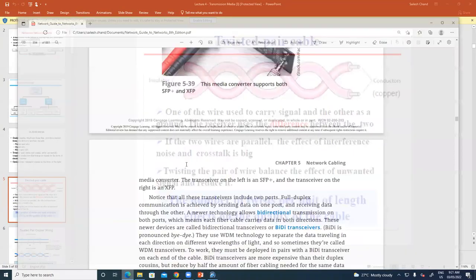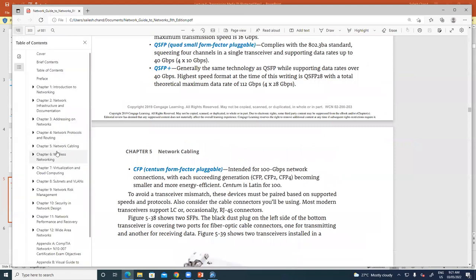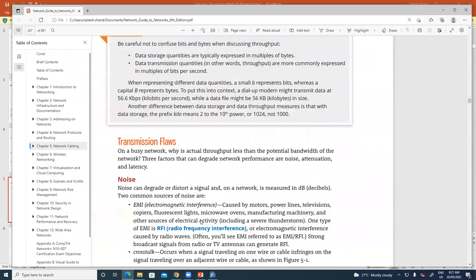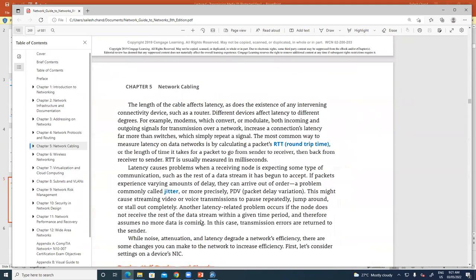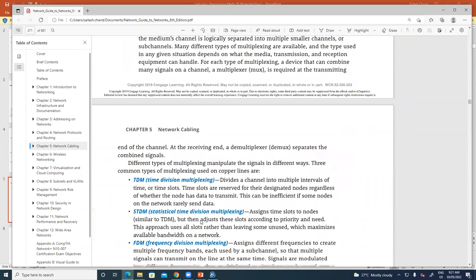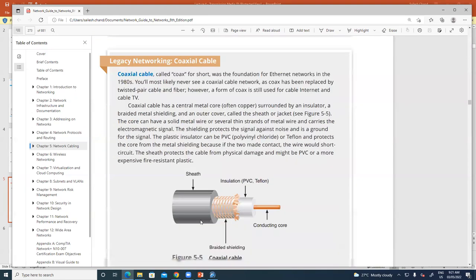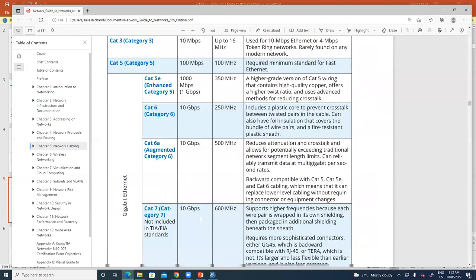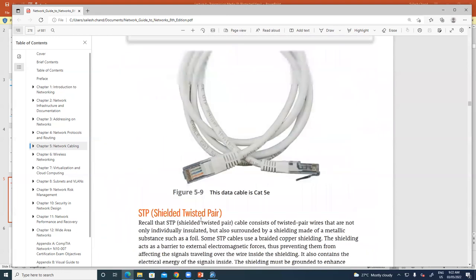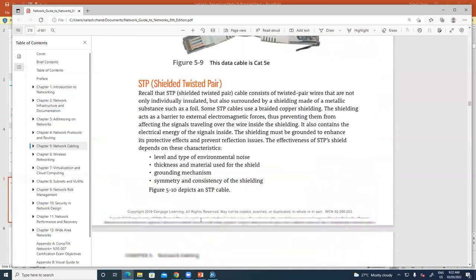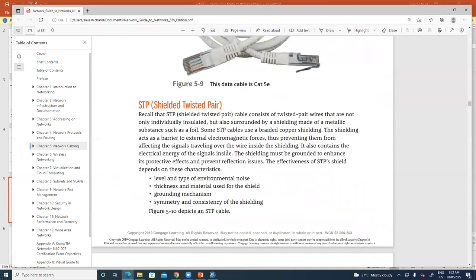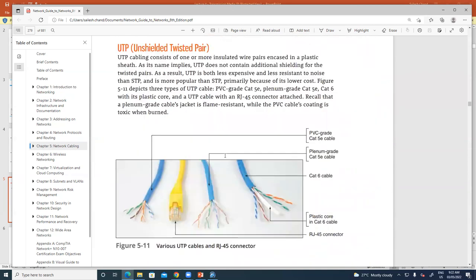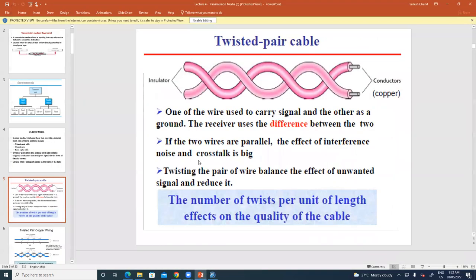A bit more about twisting here. Okay, we have looked at unshielded twisted pair here. Next topic.